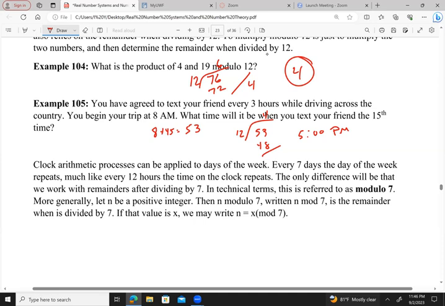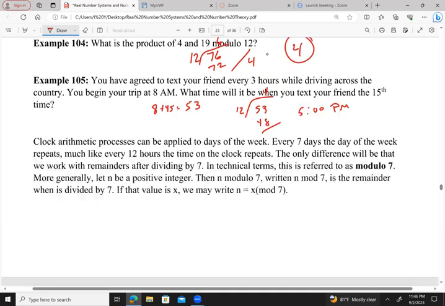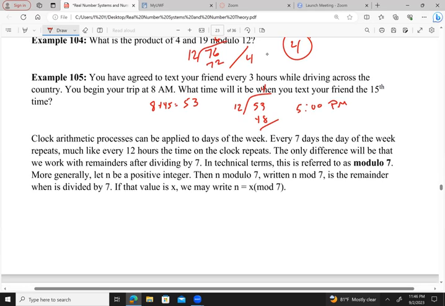Clock arithmetic processes can be applied to days of the week. Every 7 days, the day of the week repeats, much like every 12 hours, the time on the clock repeats. Only difference will be that we work with remainders after dividing by 7. In technical terms, this is referred to as modulo 7. More generally, let n be a positive integer. Then n modulo 7, written n mod 7, is the remainder when divided by 7. If this value is x, we write n equals x mod 7.